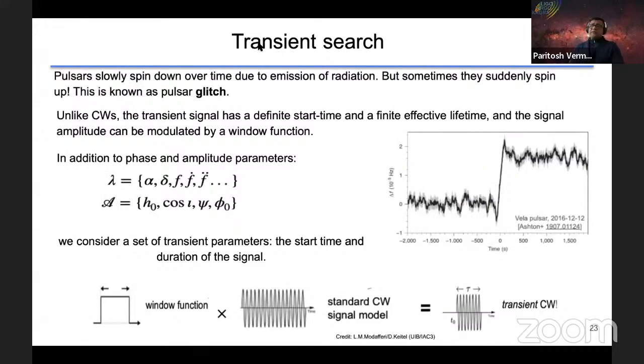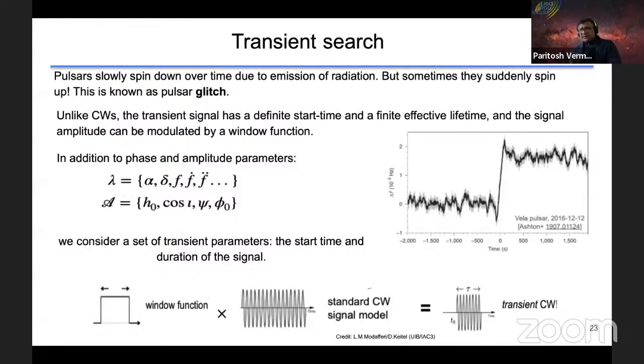So, as I told before, due to the emission of gravitational waves, the pulsar spins down, but sometimes due to internal mechanisms, there can be a sudden rise in the frequency of the pulsar, and this is known as a pulsar glitch. So unlike continuous waves, transient signals have a specific start time and an effective lifetime, which is given by tau. And on the right hand plot, you can see the glitch profile for the Vela pulsar.